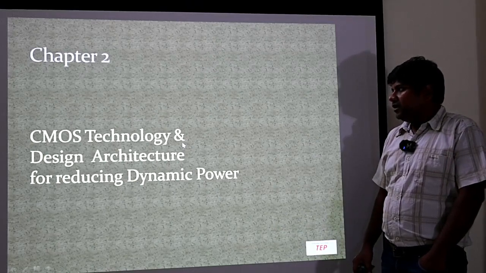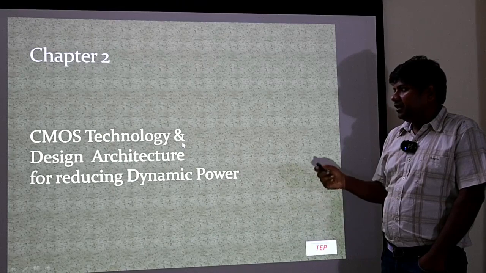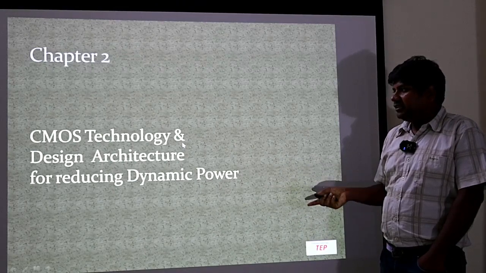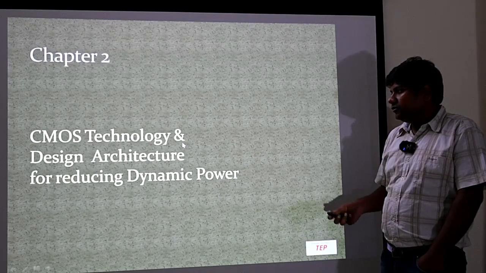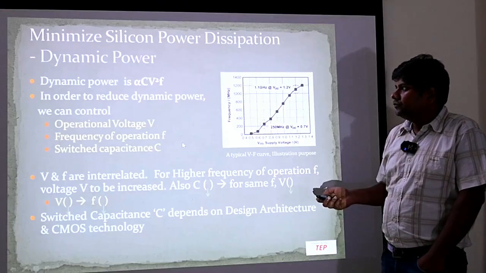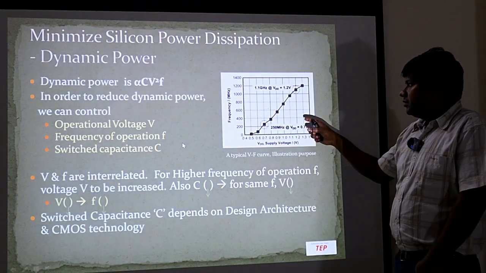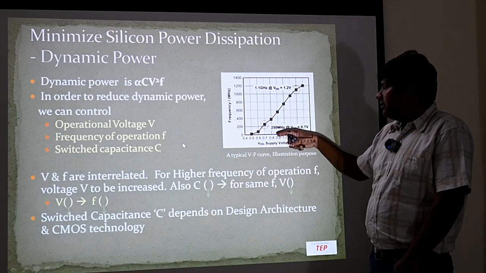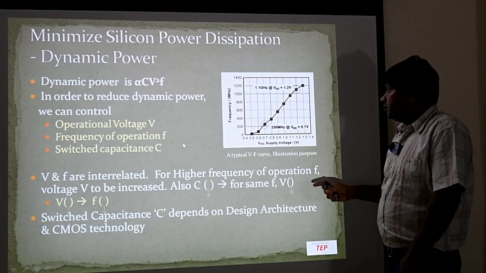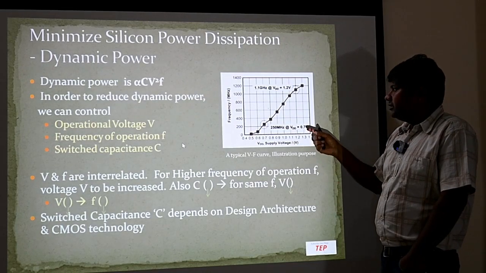Okay. Now in this chapter we are going to discuss the CMOS technology and the design architecture of SoC to reduce the dynamic power. Okay, so let's move quickly. Very first, let's have a look at this curve. This is a VF curve of any switching circuit in the silicon.